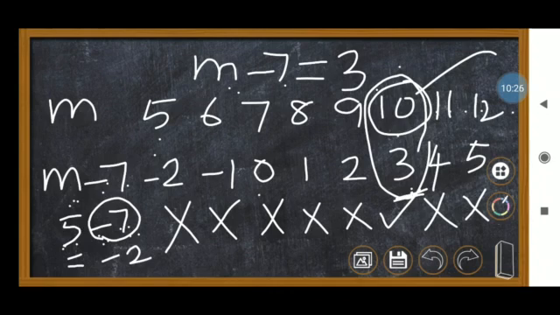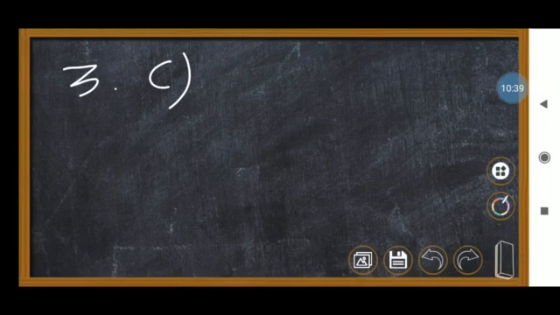In the third problem, I left C, D, E, F. So first we will look at problem C. If you did it, no problem, first you have to check the answer. P minus 5 is equal to 5. P minus 5 equal to 5.